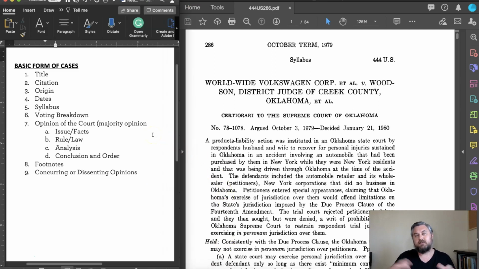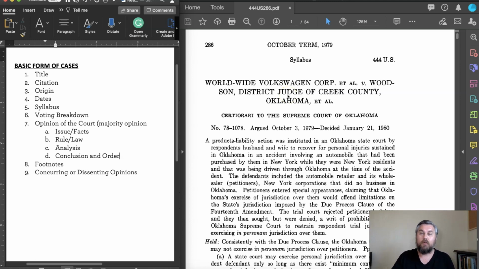So what's the basic form of a case? How is a case structured? What are the pieces of it? And how do you actually read this thing? So what I've got here is the official report. This is the actual opinion that's taken from the official court reporter, so we know that we're getting it right here. And I'm going to walk you through all the pieces of it so you can spot how it's actually organized.